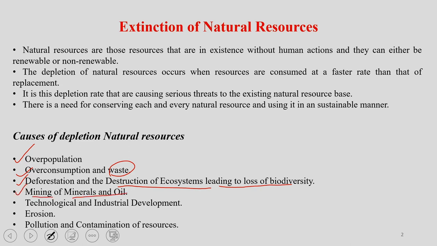Mining of minerals and oil, because this source is finite. So, if the rate of extraction is very high, a day will come that we will run out of these two very important resources that we require for our own survival. Technological and industrial development also play a role at times, erosion, and finally the pollution and contamination of various resources. These are a few causes of depletion of natural resources.